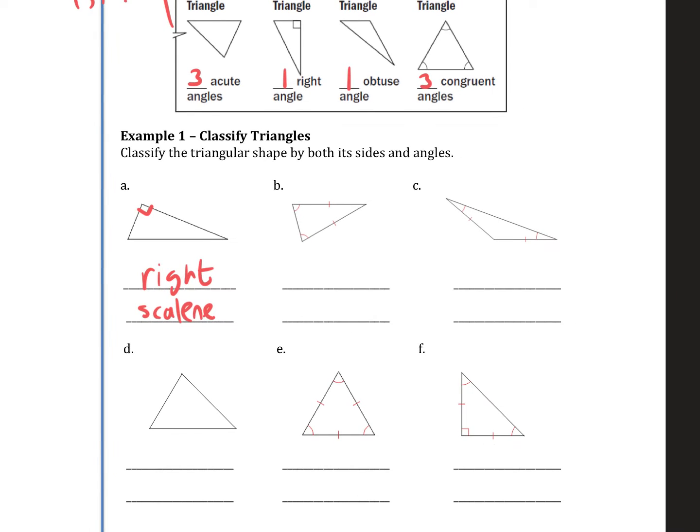All right, B. It has two congruent sides, and what are the angles? The angles are all less than 90, so this is going to be an acute isosceles triangle. Now, as for C, this angle right here is pretty wide. That's going to be an obtuse triangle. And how many sides are congruent? Looks like we have two congruent sides right here. So this is going to be an obtuse isosceles.